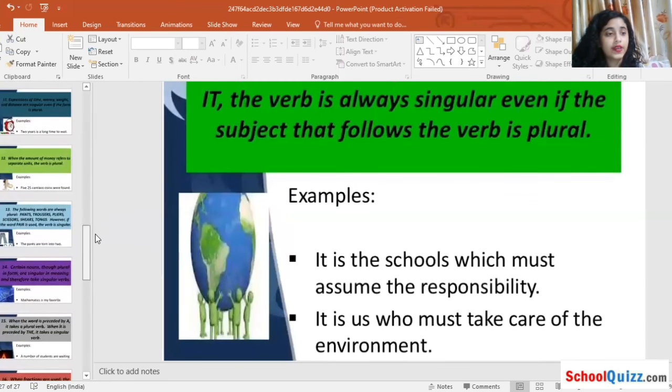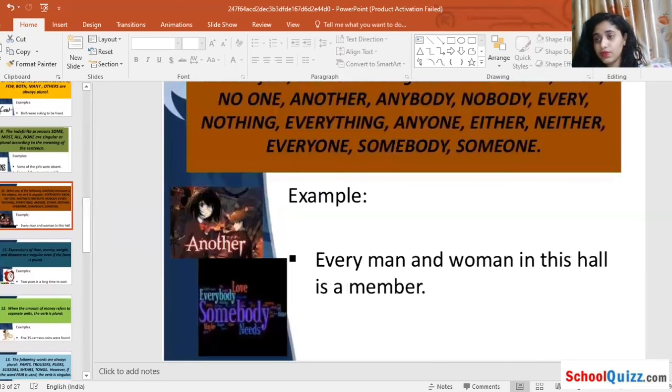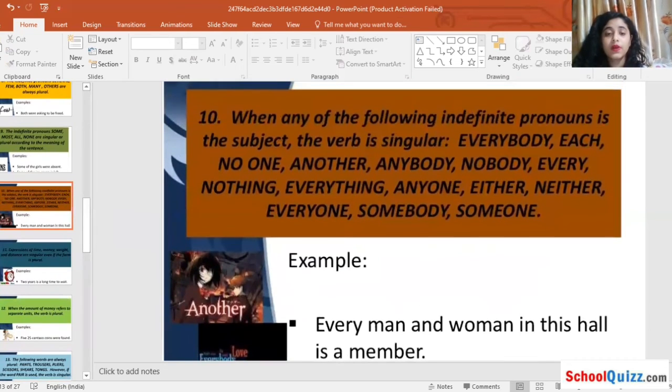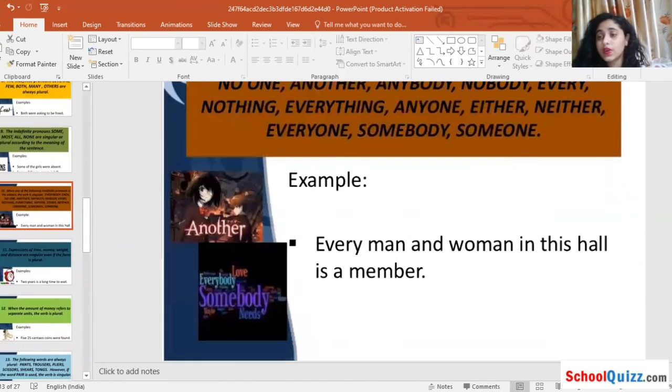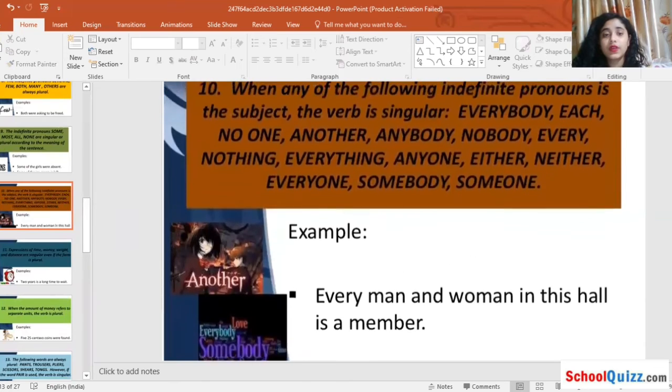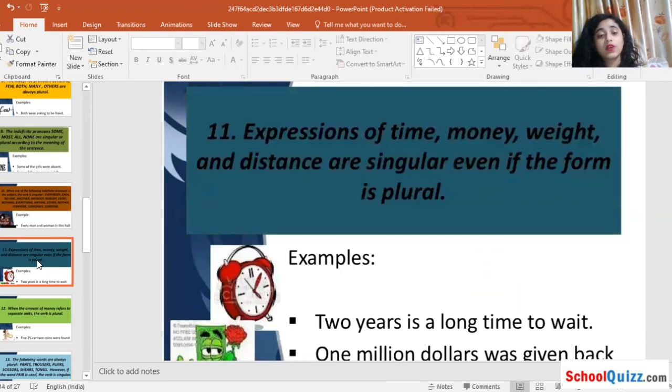We have studied 9 rules. So let's revise with rule number 10. I'll read the rule for you so that you can understand it well. When any of the following indefinite pronouns is the subject, the word is singular: everybody, no one, another, anybody, nobody, every, nothing, everything, anyone, either, neither, everyone, somebody, someone. Okay. So you can see this.